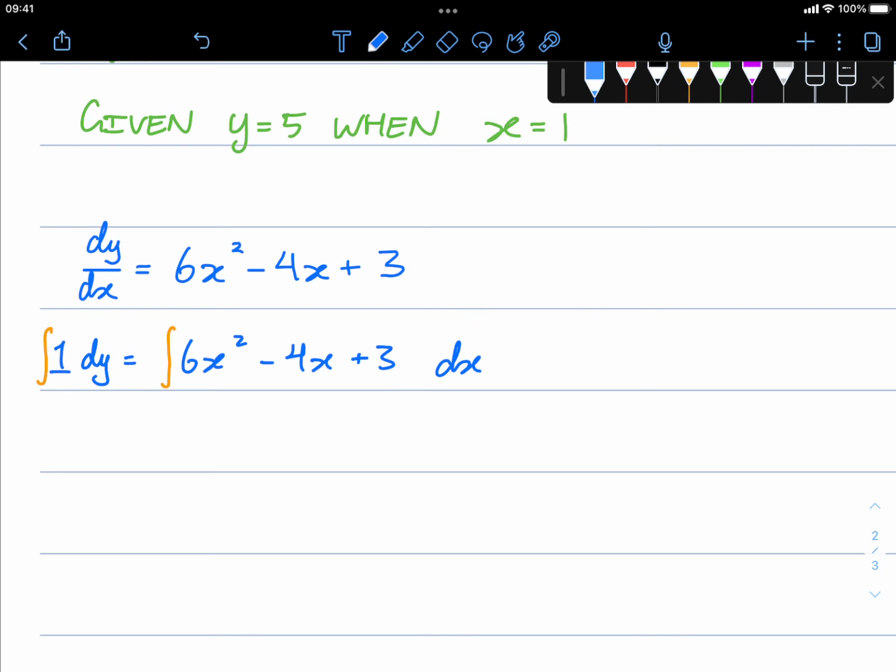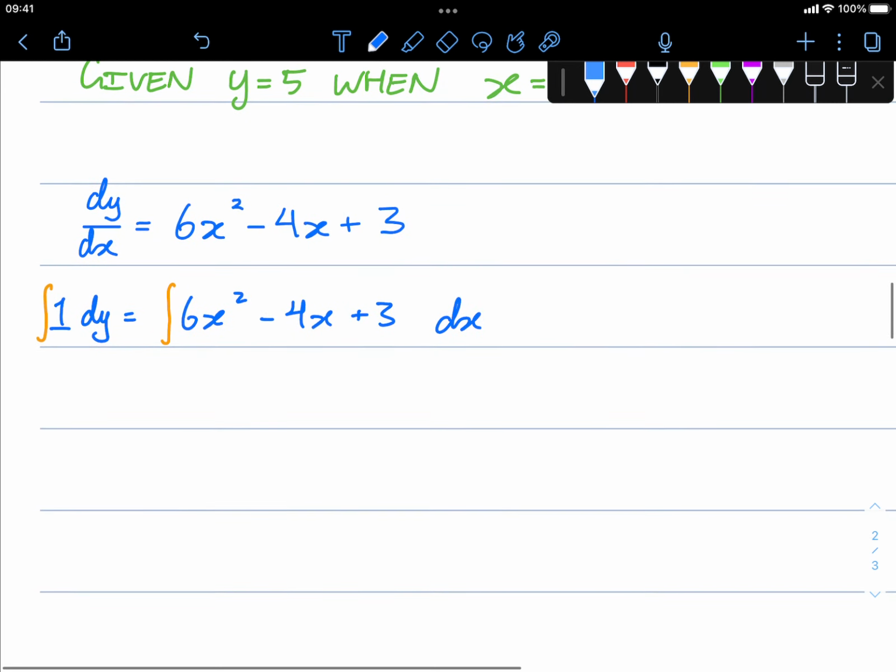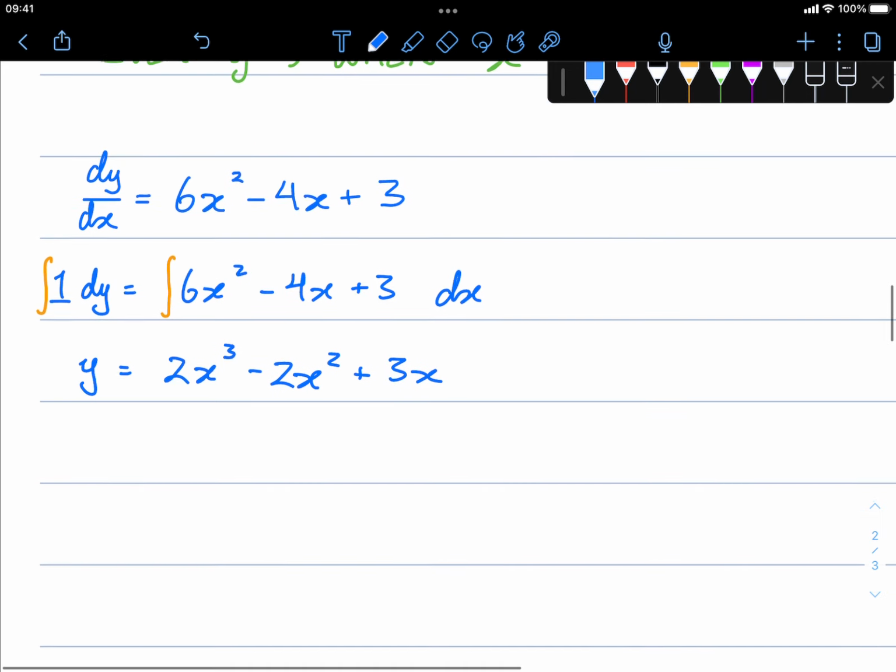Now remember, this is treated as 1 dy. So now when we integrate this, the integral of 1 dy is just y on its own, and we integrate this as normal. So this becomes 2x cubed minus 2x squared divided by that, plus 3x.